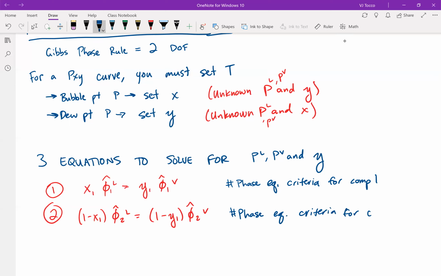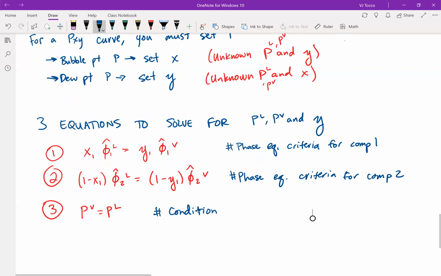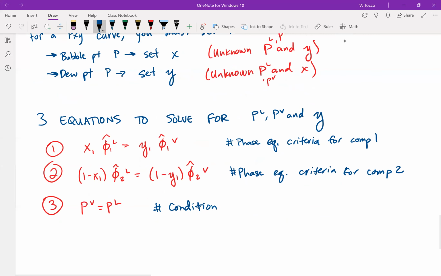for component two. And then my third equation that I have to write, it seems trivial, but pressure of the vapor is equal to the pressure of the liquid. So this has to be true at equilibrium. So this is the condition of mechanical equilibrium. And if two things are in phase equilibrium, they have to be in mechanical equilibrium as well.